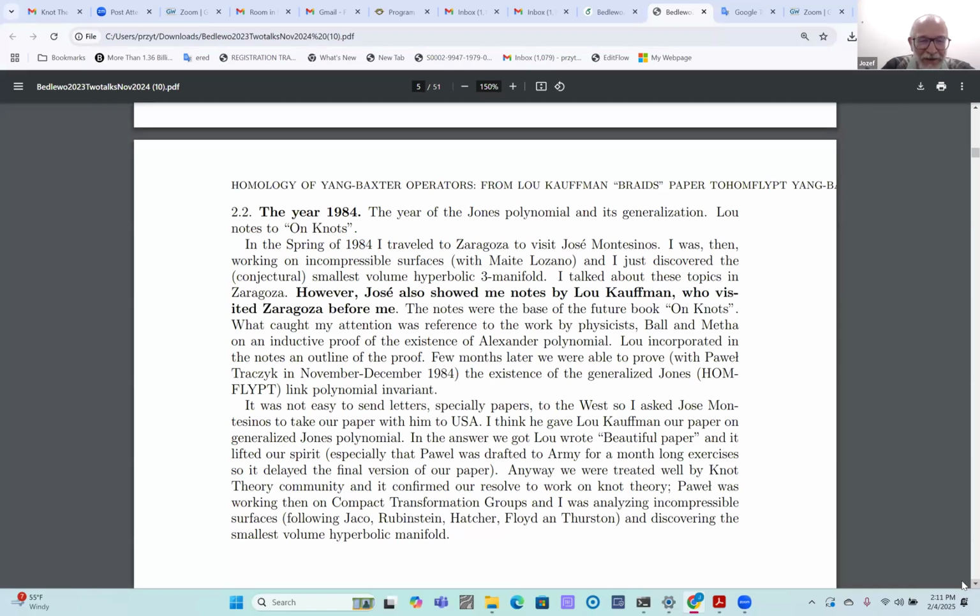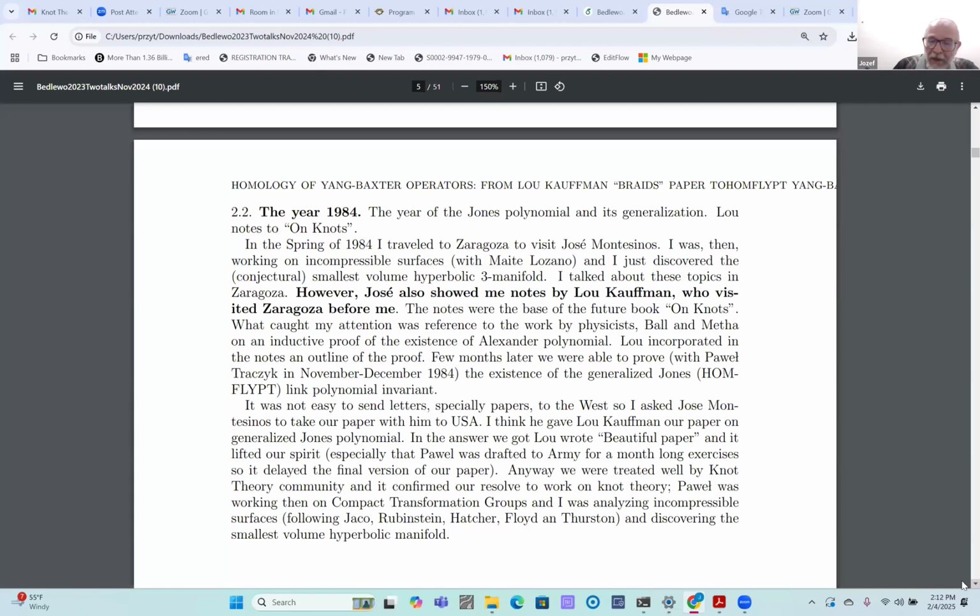So after this, we became in much better spirit. And as I wrote here, Paweł, I think in January, was drafted into the army, so he couldn't make the final touches of the paper. This delayed our paper a little, but it was essentially written. I think even with Joanna in December, we submitted a very short version to Delta, a journal for high schoolers.